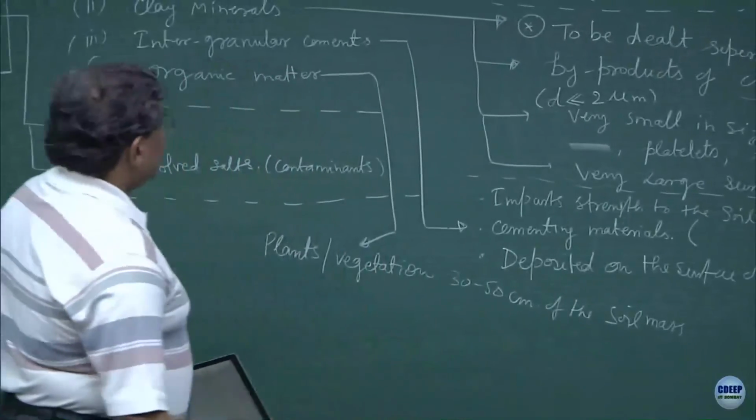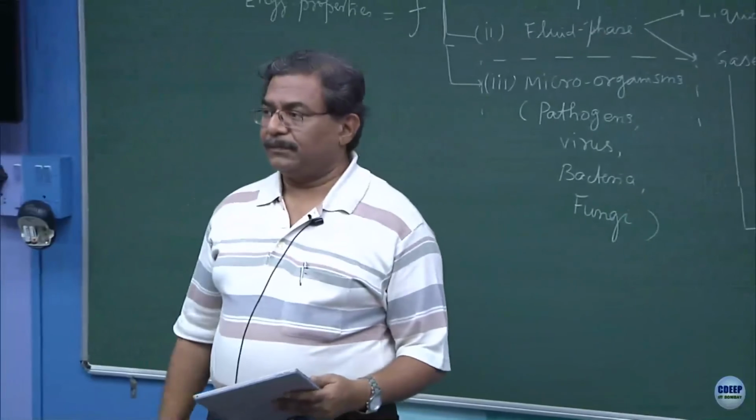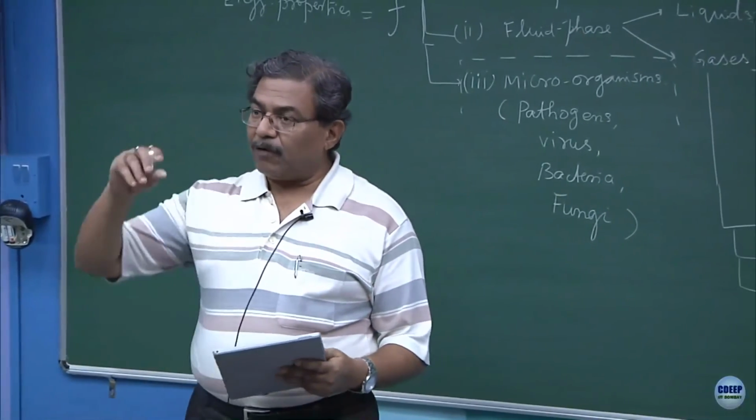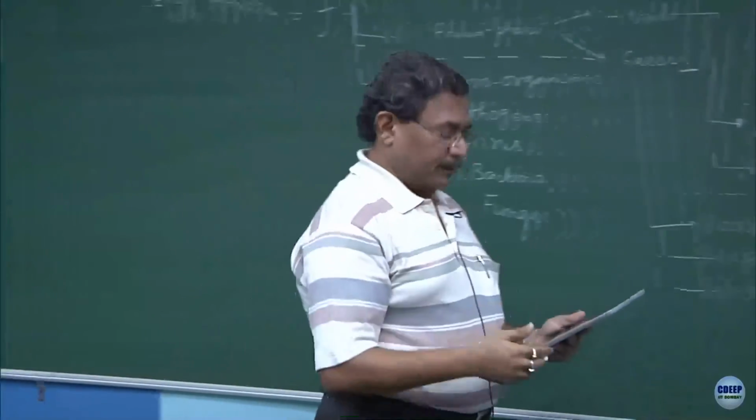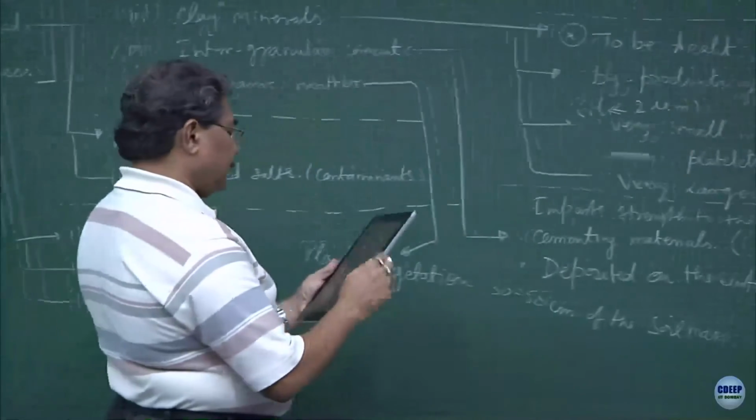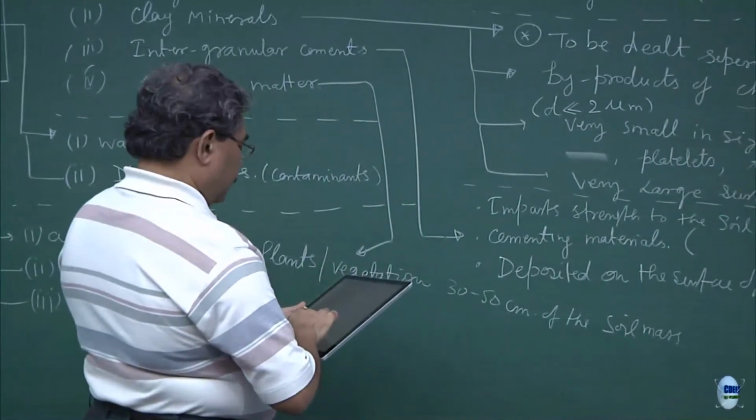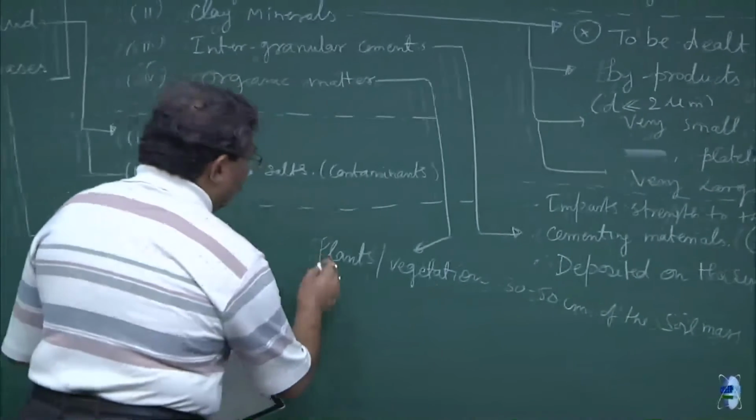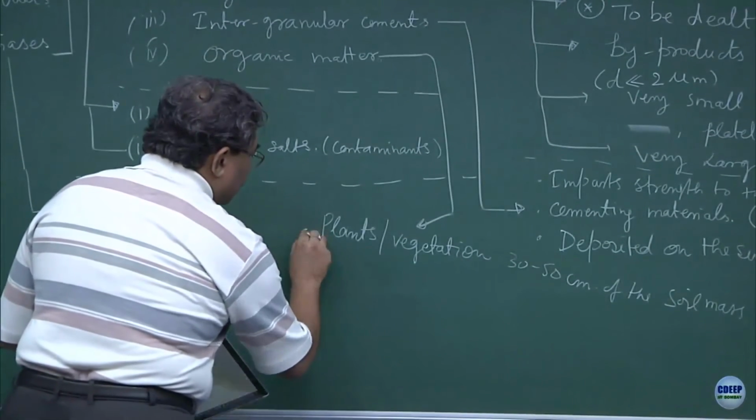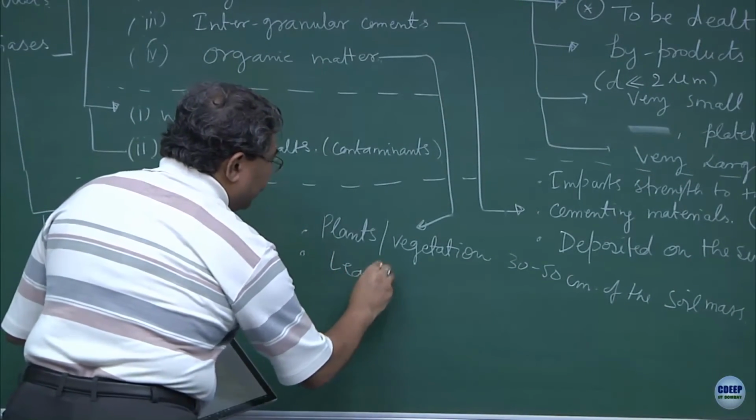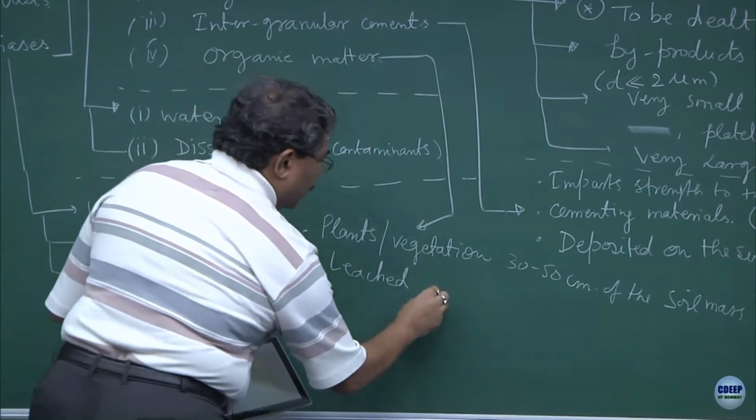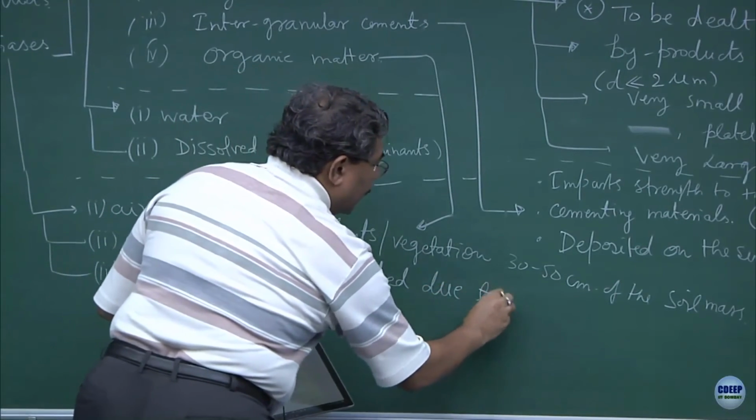Another important thing is organic matters leach. So it depends upon what form of the matter is leaching. So this may get washed out, it may get leached due to excessive flooding.